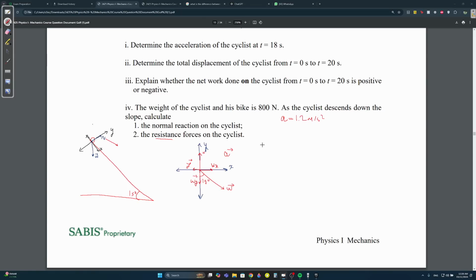Let's see. Sigma Fy is equal to what? 0. Why 0? Are we jumping up and down? No. So N is equal to Wy. And what's Wy? It's W cosine 15. So weight 800 cosine 15. So we found the normal reaction: 800 cosine 15.